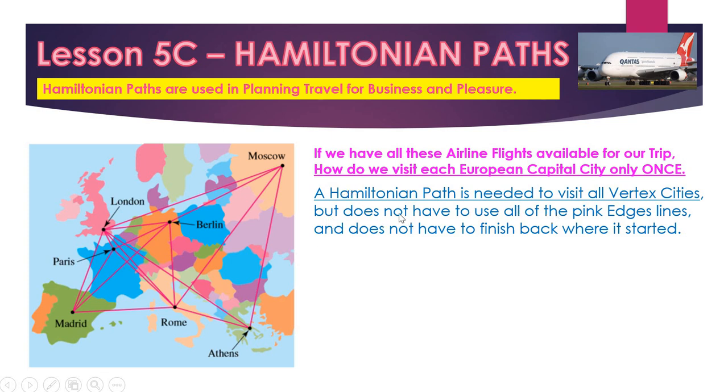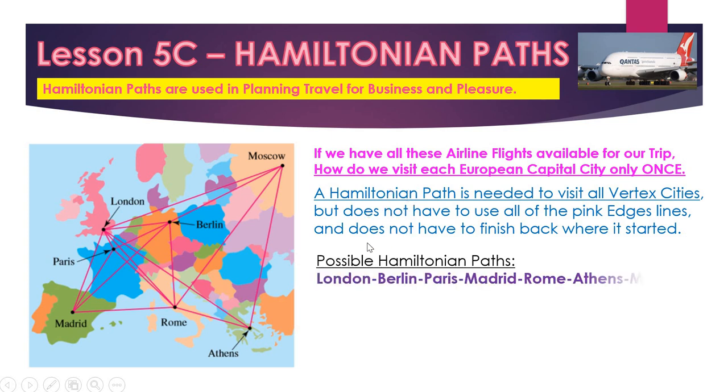But the thing about the path is the path doesn't have to finish back where it started, okay? So we don't have to finish at the same city we're starting at on this tour. So possible Hamiltonian paths are, we could go from London to Berlin and then fly to Paris and down to Madrid, across to Rome, over to Athens, and then finish our trip up in Moscow. So that way we'd only be flying to each city, only visiting each vertex on that network once. So that would work out.